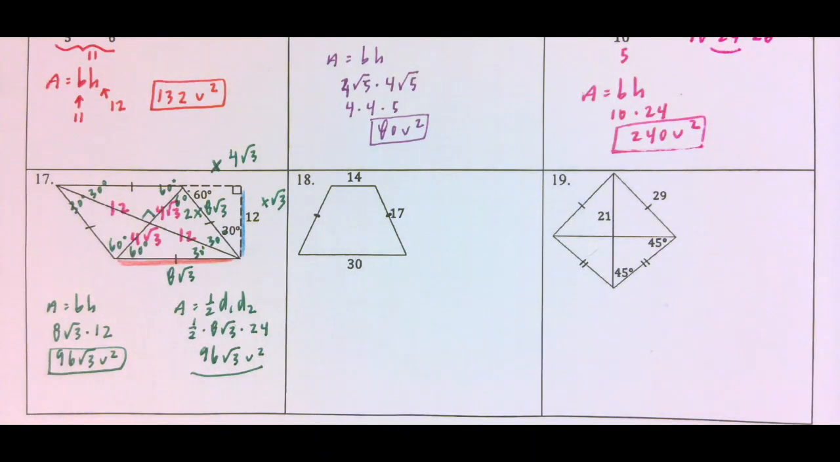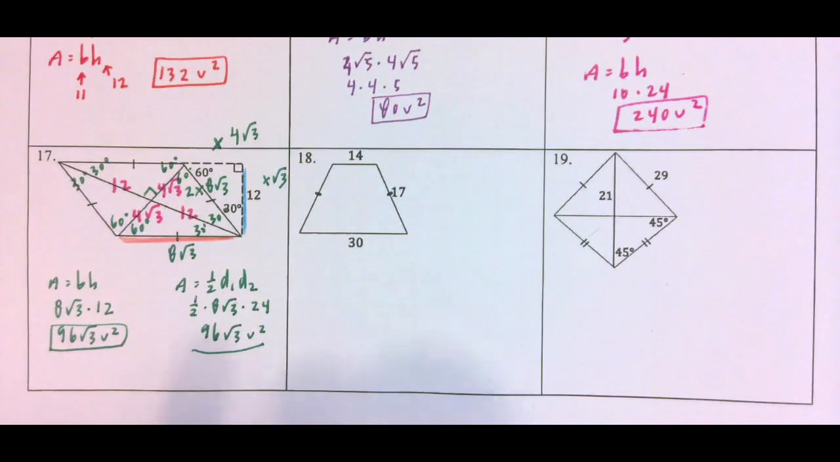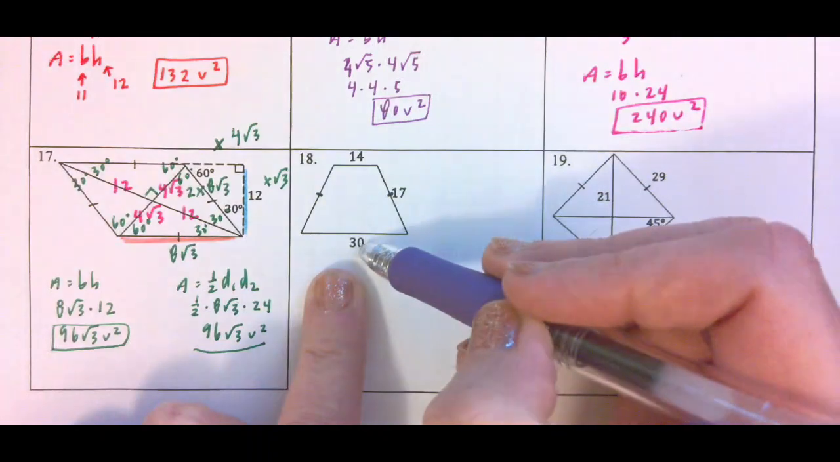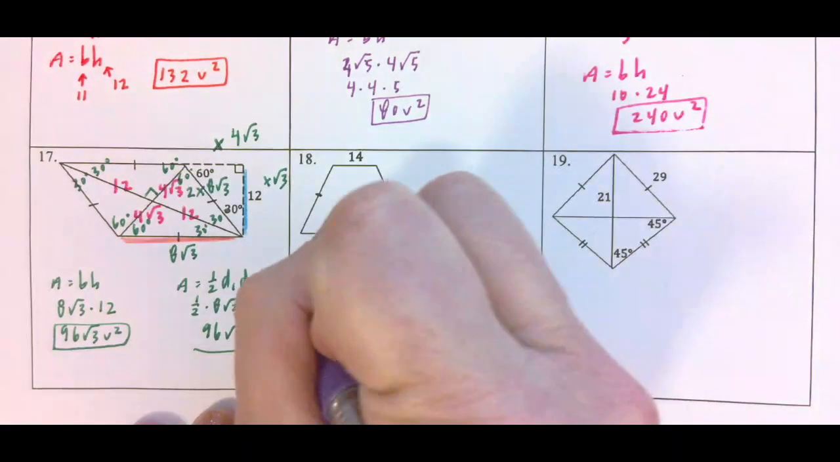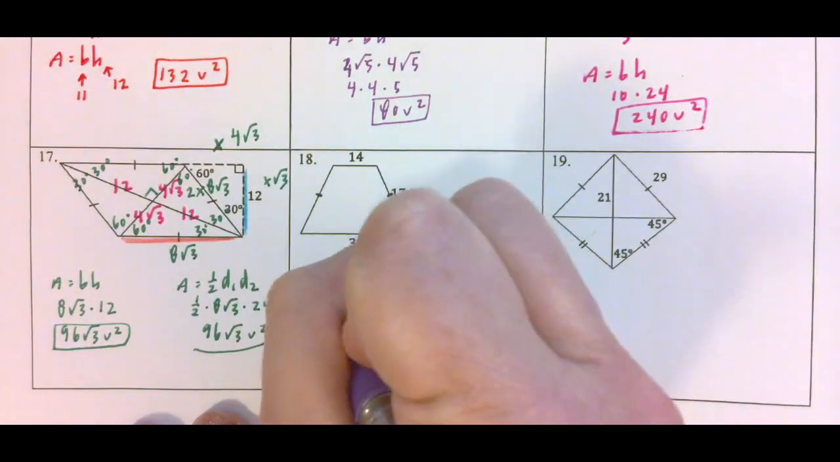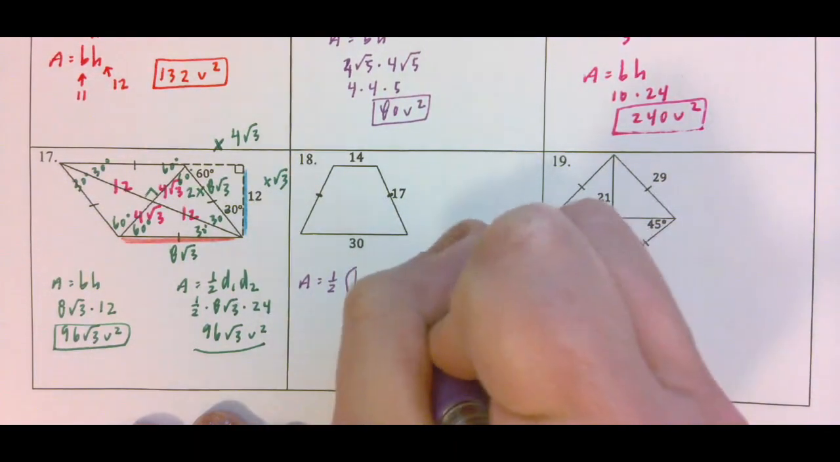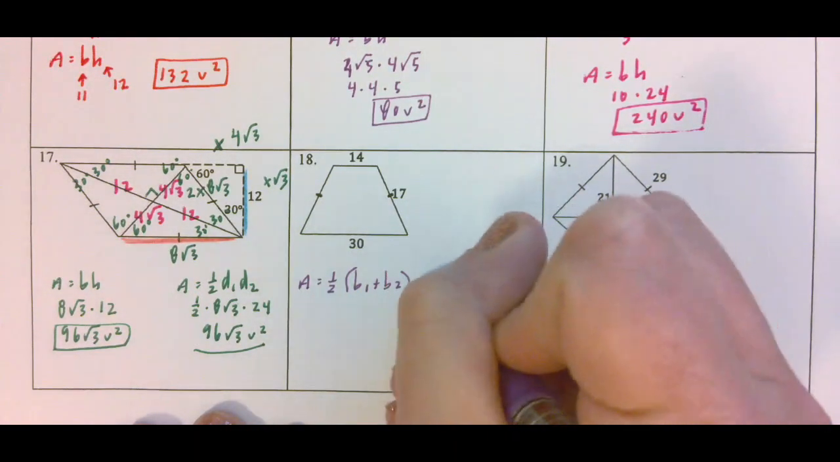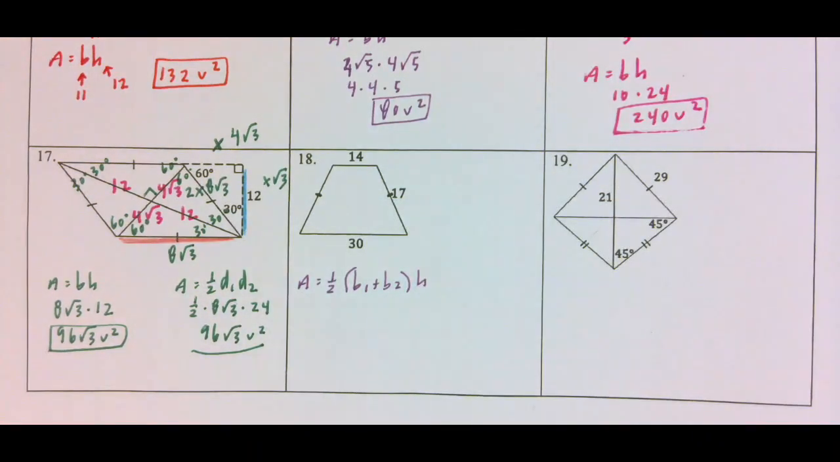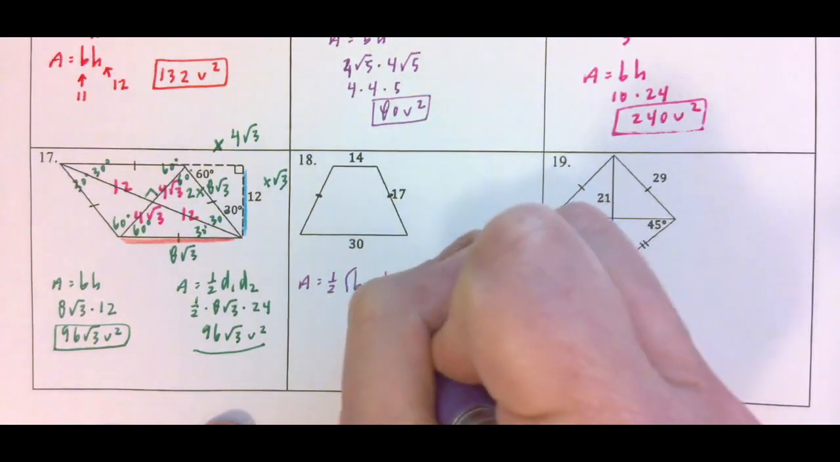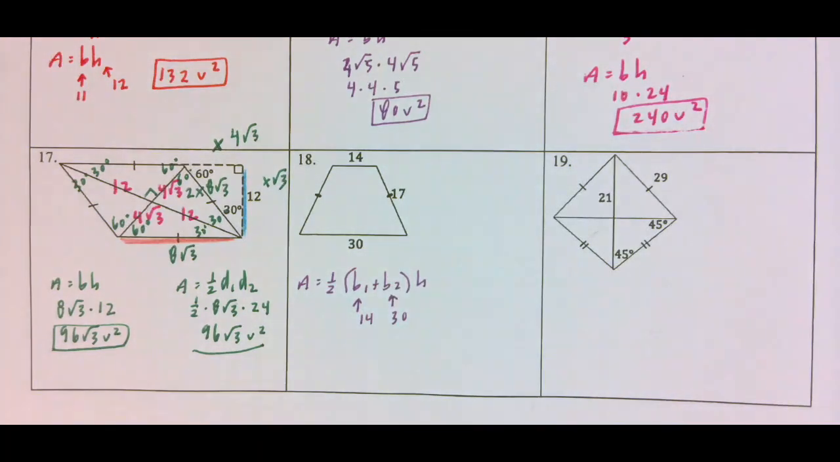All right, we got 2 more. So here I see it's an isosceles trapezoid. Here are my 2 bases. So if I think of my area first, it's the average of the 2 bases, half of base 1 plus base 2, and then times the height. So average of the bases times the height. So my bases, I know those. I have 14, I have 30, but I do not know my height.